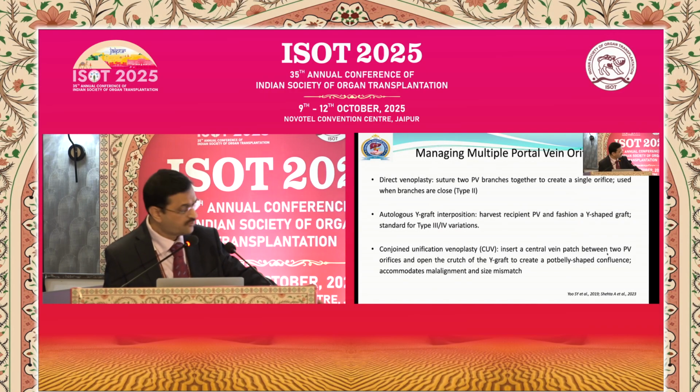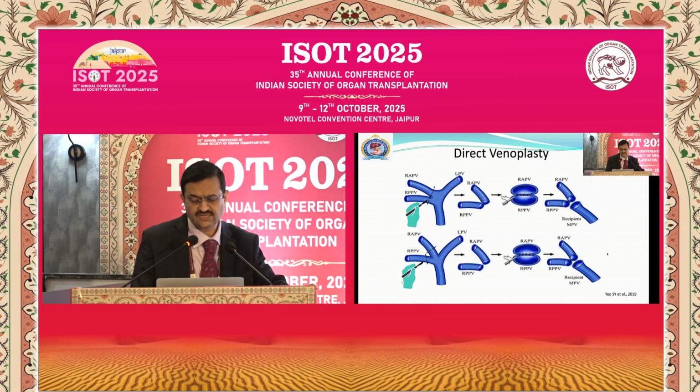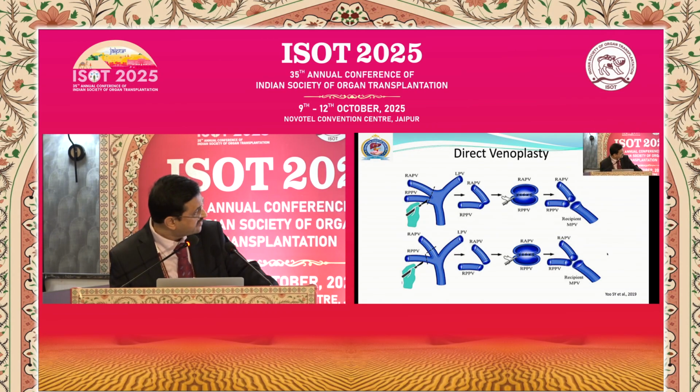So how will you manage if there are multiple portal vein orifices? As we said, you can do a direct venoplasty, or you can suture these two portal veins together and then anastomose, or you can put an autologous Y graft as a Y interposition, or as an extension graft, which I'll be showing you in the next few slides.